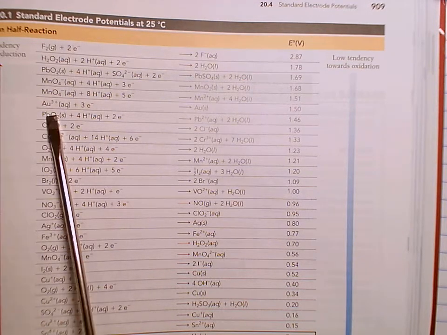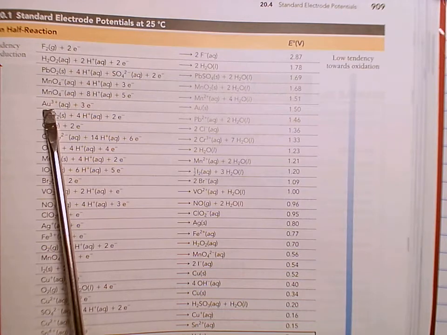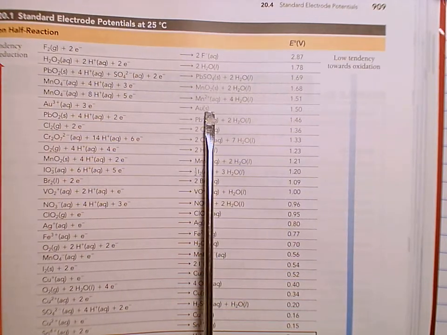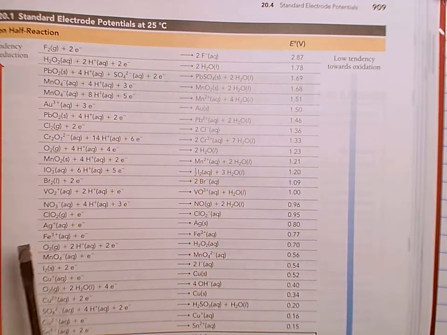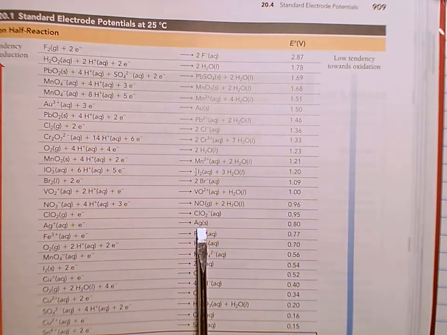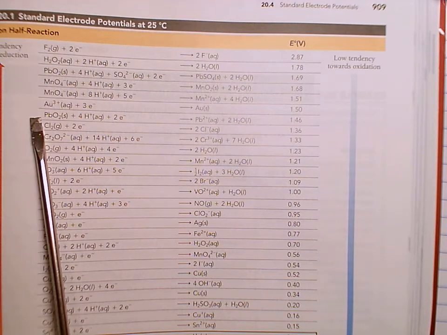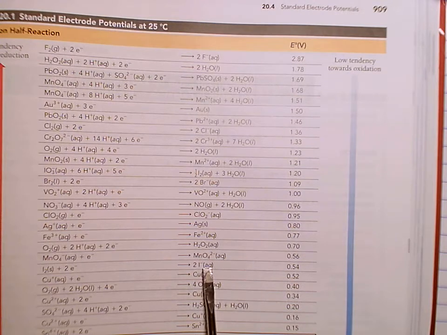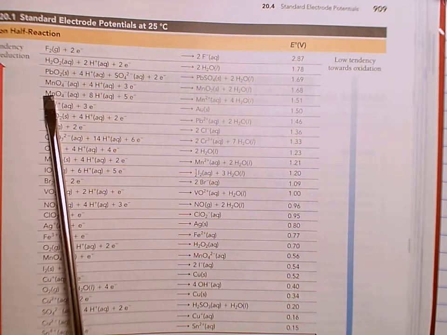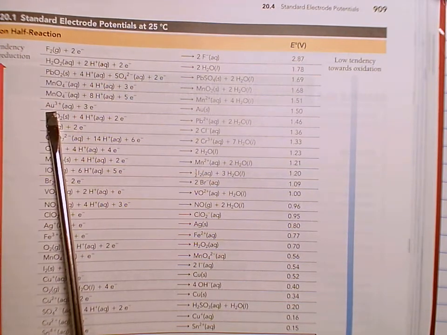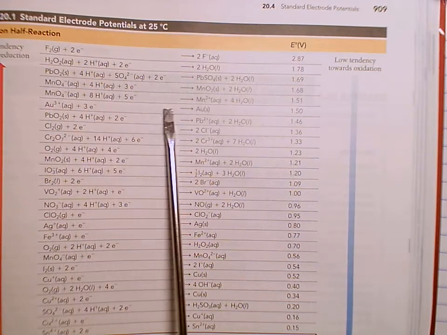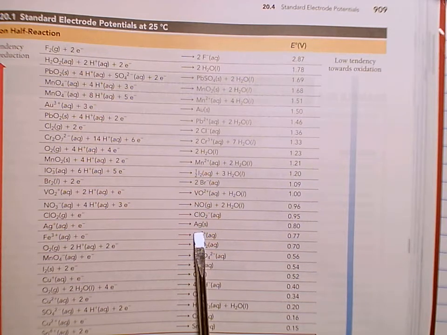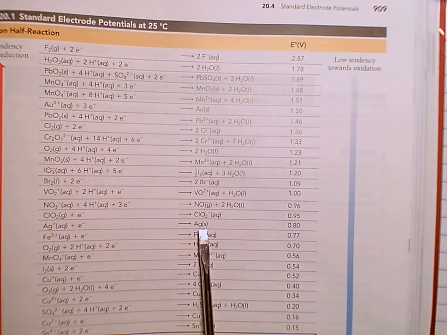Okay, note, once you find one, you can pretty much find the other. Here's gold 3 plus, there's solid gold. Where's silver? Here's silver plus, and here's solid silver. Well, this table tells me that whatever's over here will react spontaneously with what's over here and below it. So what's on this side? Au3 plus. Gold 3 plus is on the left, and it will react spontaneously with silver solid.